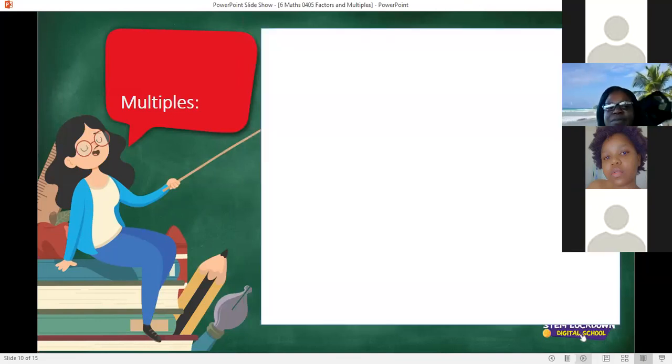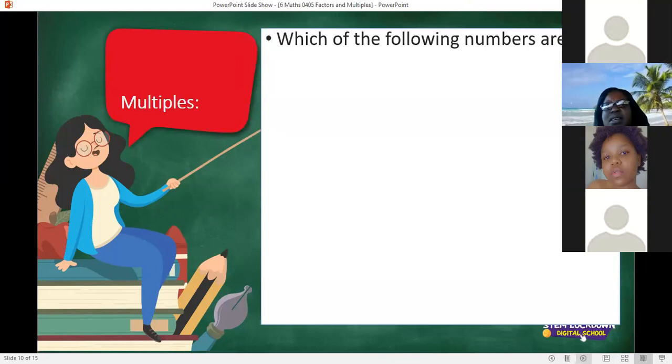So you're not going to get a question that says, write all the multiples of 6, for example. You never get a question that says, write all the multiples of 100. The teacher will never give you that, because it means you're going to need a million books to write all the multiples of 100.